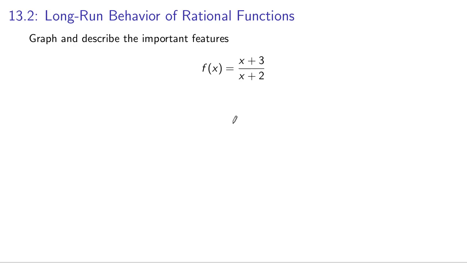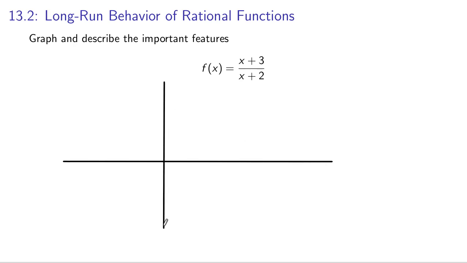Now let's graph (x plus 3) over (x plus 2) and describe the features that are in the graph. So we have our axes, x and f of x. We have a 0 when x is, sorry, not 3, minus 3. The denominator is 0 at minus 2, so we'll have a vertical asymptote at minus 2. Why is it a vertical asymptote, not a hole? Because there's not a 0 at minus 2 in the numerator. The y-intercept is at 3/2 because x would be 0.